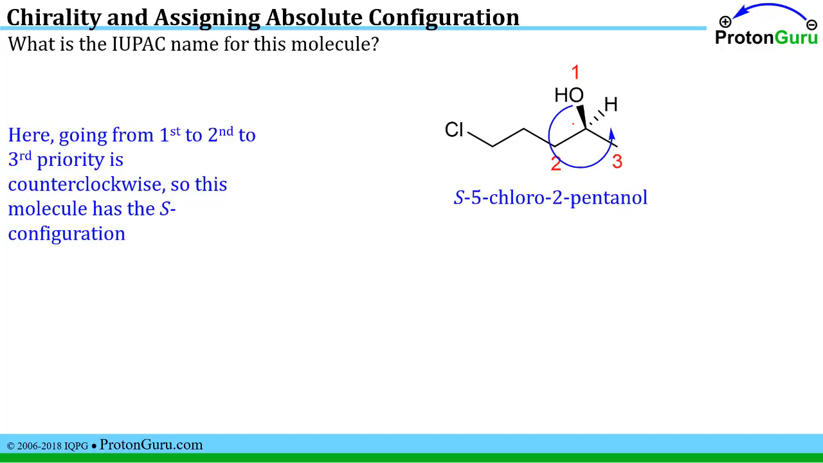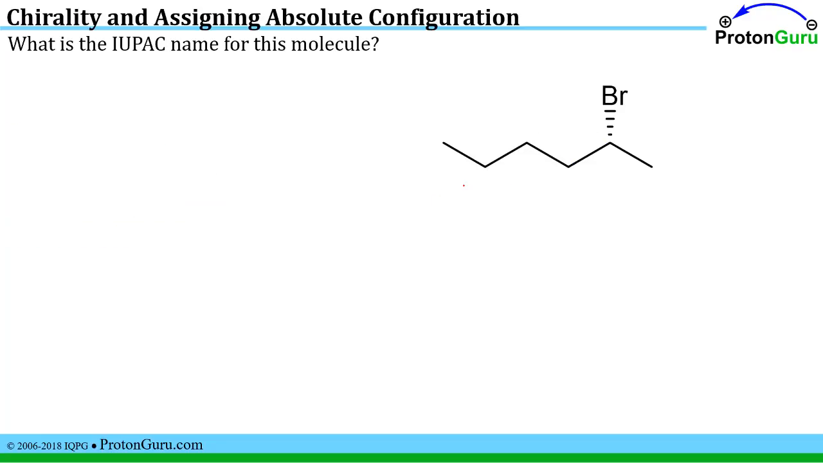If you're turning a steering wheel that way, you go on a left-hand turn, and that's the S configuration. So the proper full name for this compound would be S-5-chloro-2-pentanol. Let's take a look at another case.